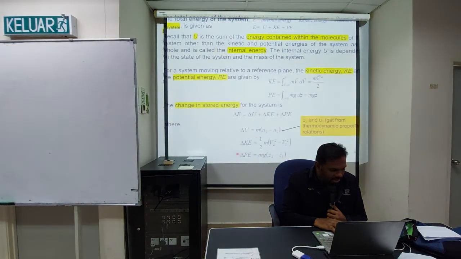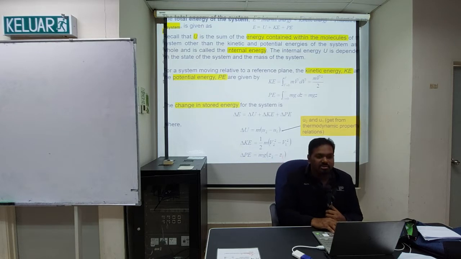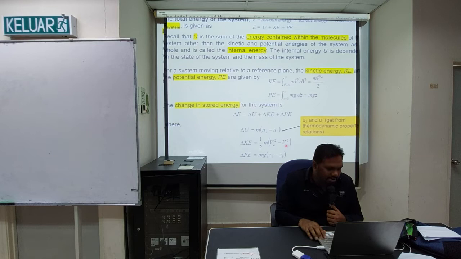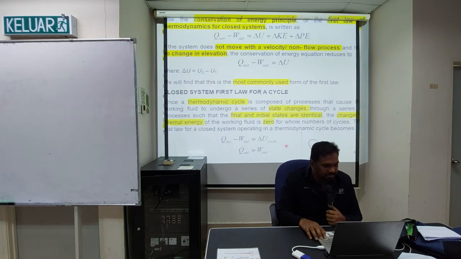Changes in kinetic energy is half m V squared, where V squared is V2 squared minus V1 squared, and changes in potential energy is m g z, where z is the height, z2 minus z1. If you see here, it must have the changes. If not, you cannot calculate the change in total energy.